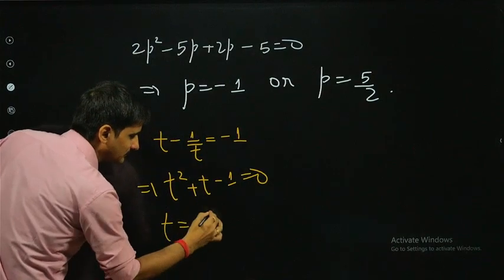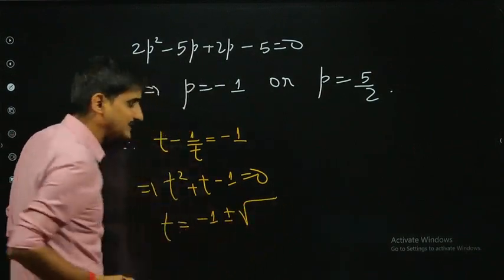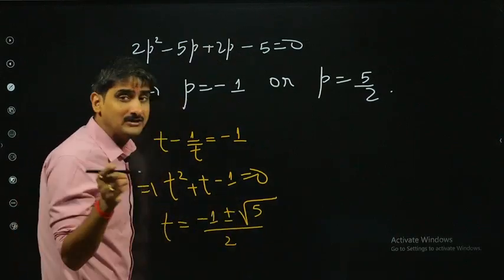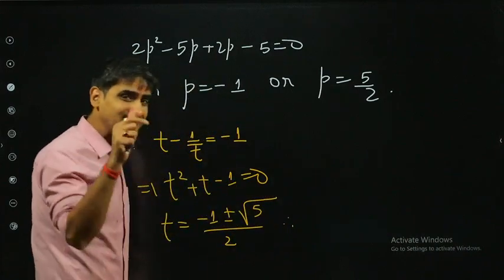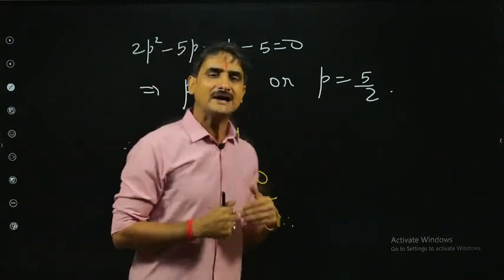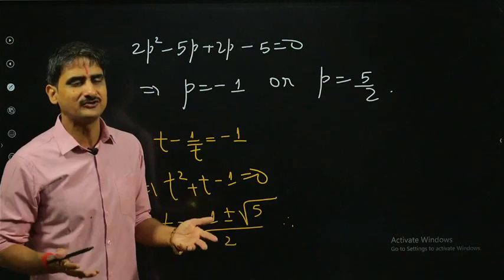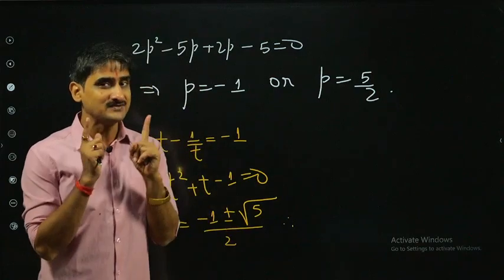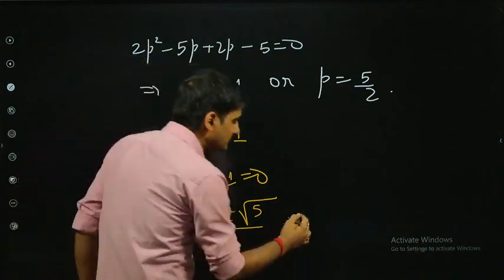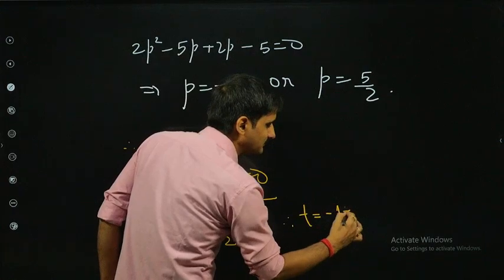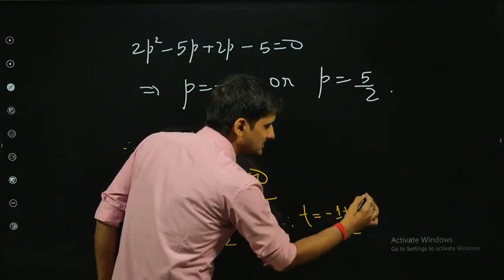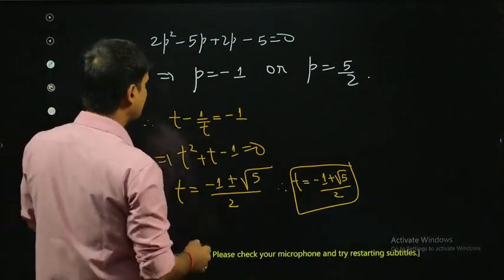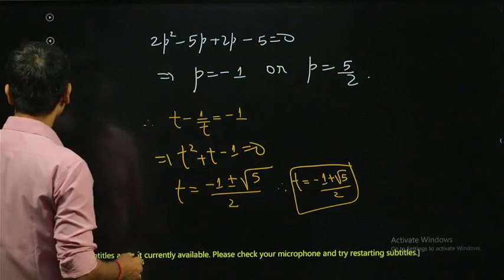So t is equal to minus 1 plus minus under root of b square minus 4ac, so root 5 by 2. We need only the positive root, and that's why it's important. We got two roots: minus 1 minus root 5 by 2, which is for sure negative, and minus 1 plus root 5 by 2, which is positive. As we know, t has to be positive. So therefore t is equal to minus 1 plus root 5 by 2 is the only possible solution for this equation.